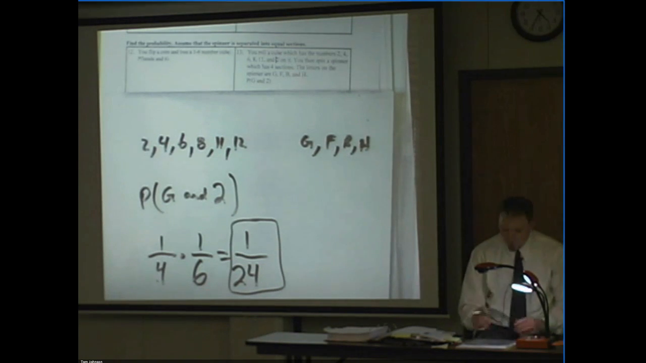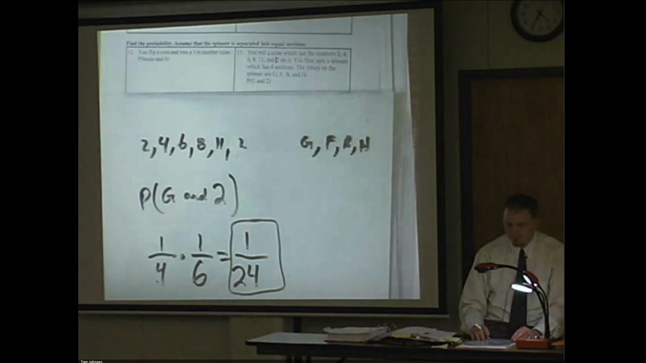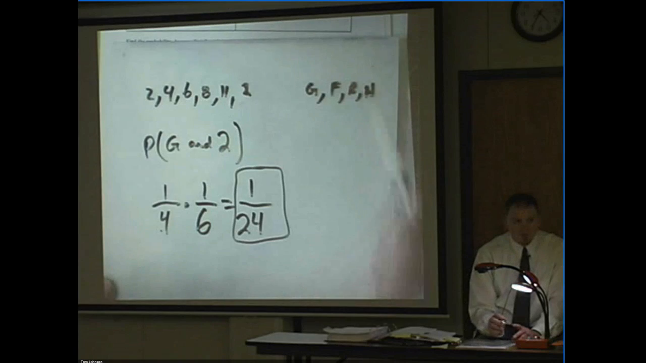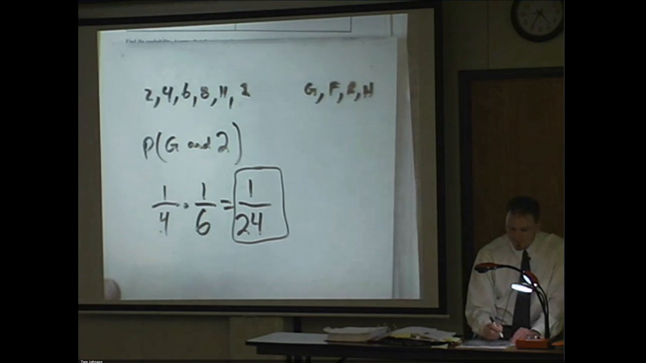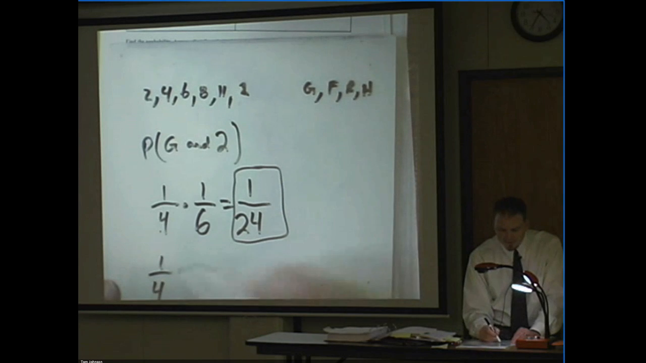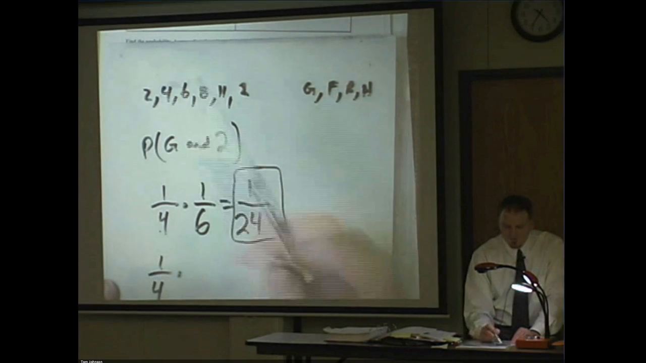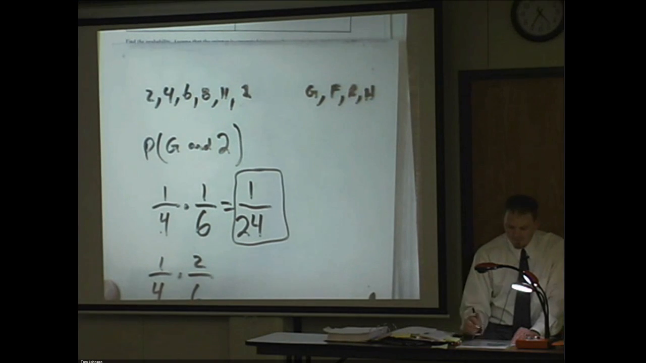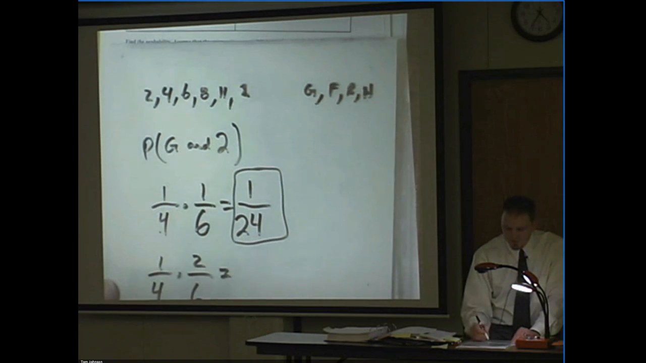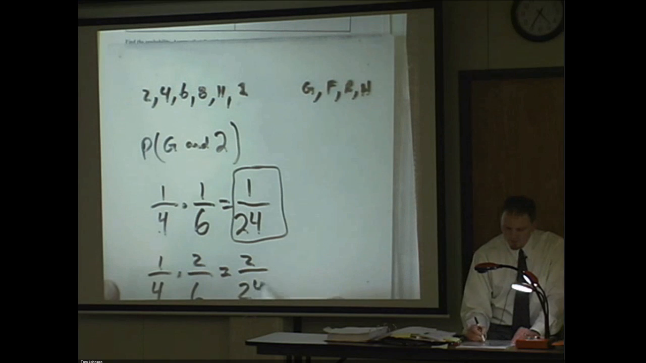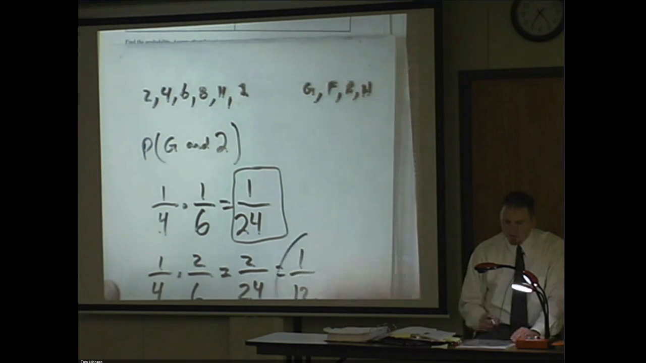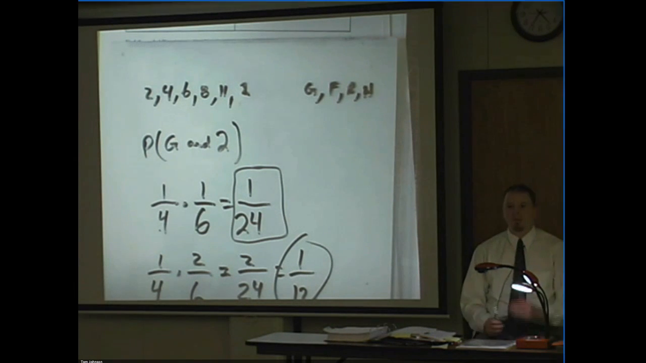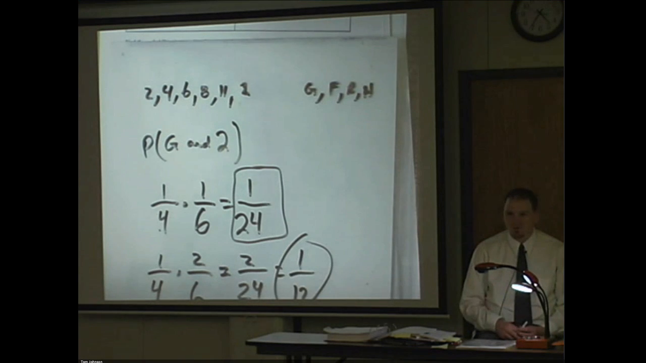Now, for those of you who worked it as if that is a 2 and not a 12, it's only going to change just a little bit. We've got a G, F, B, and H. Again, it's 1/4 to get the G. But then to get the 2, you've got 2 options, so it's 2 out of 6. So 1 times 2 is 2, 4 times 6 is 24. To simplify that down, that gives you 1/12. So if you work the problem with the 2 there, that would be the answer you get. Without the typo, the answer is 1/24.